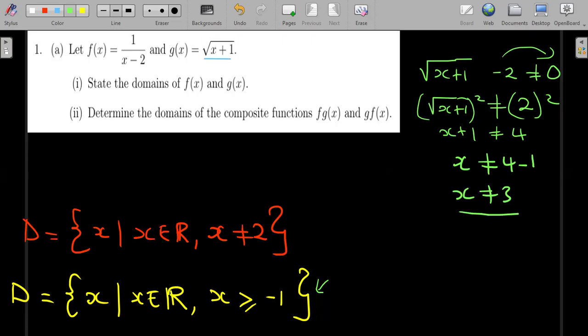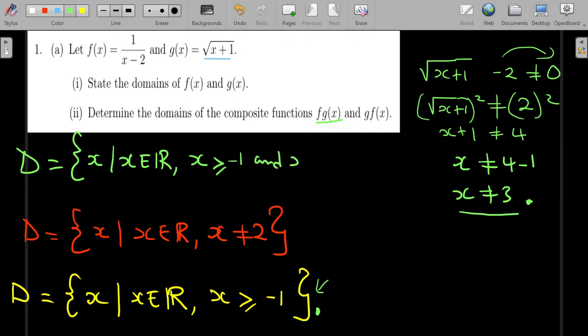And then we said we also have to consider the domain of the input function, which is g. So we have to combine this domain for g with this domain for the composite function. So we are going to say the domain for the composite function f of g of x will be the set of all the x's such that x is a real number, and x is greater than or equal to minus 1, and x is not equal to 3.